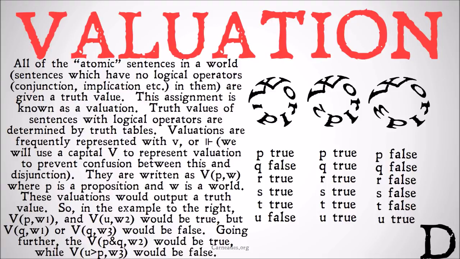And using our truth table, we can find out that in order for a conjunction to be true, both the conjuncts need to be true, while the valuation of U implies P in world 3 would be false, because for an implication to be false, the antecedent needs to be true and the consequent needs to be false. So hopefully that gives you a sense of valuation and the way it works. Basically, we're just taking our basic ideas of truth tables and expanding them so that we're isolating things not only by proposition, but also by world.